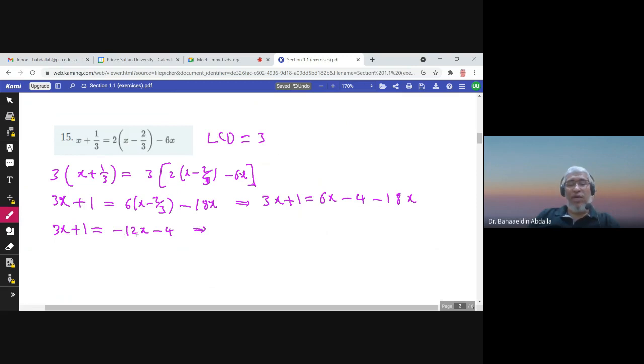Now I need to bring negative 12x to the other side, so I add 12x to both sides. When I add 3x to 12x, I get 15x. And when I add 12x here, I get negative 4 because this will be cancelled. Now I subtract 1 from both sides. So negative 4 minus 1 would be negative 5. And now I divide by 15. X would be negative 5 over 15, or negative 1 over 3 when simplified.